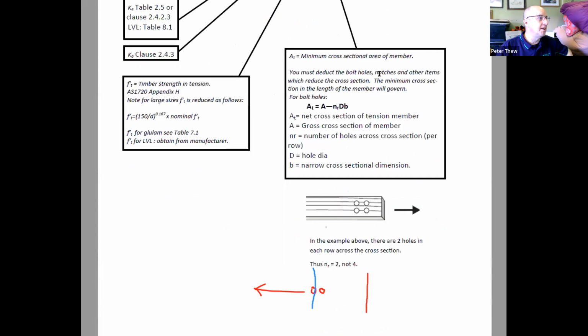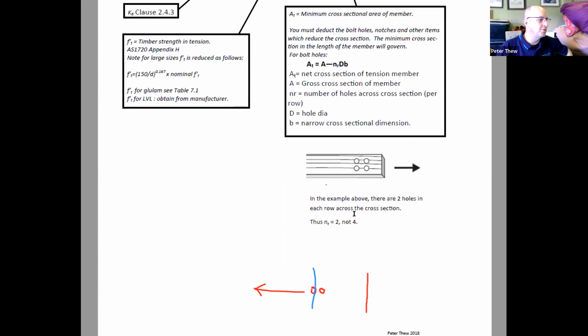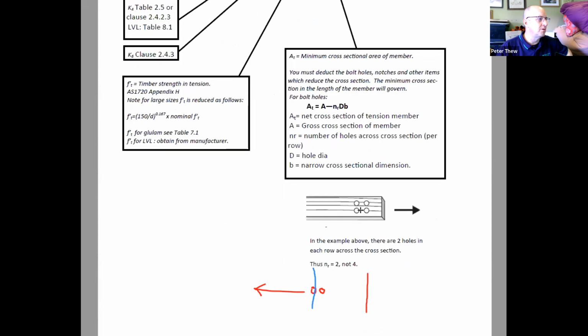I've actually said it here. In the example above, there are two holes in each row in the cross-section, thus n is 2, not 4. That's when you're subtracting the number of bolt holes from the area. In this example, you're actually only subtracting 2 bolt holes, not 4.